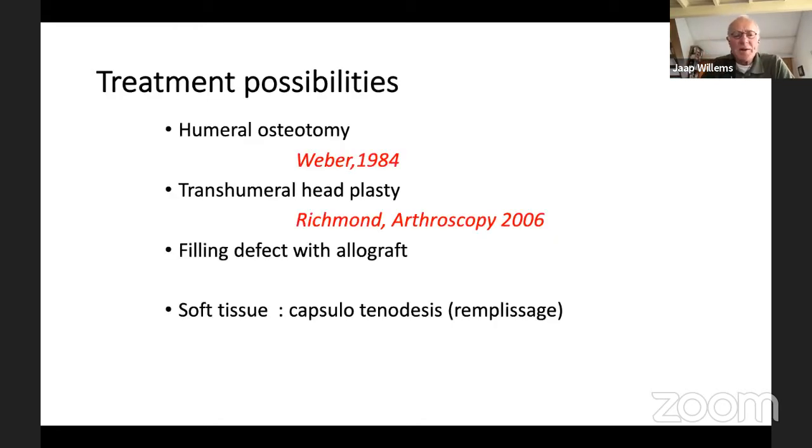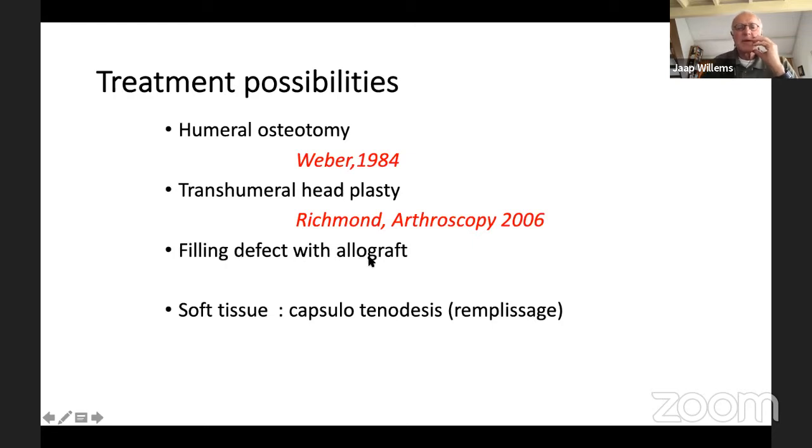These are basically the treatment possibilities of a Hill-Sachs lesion. It is a little bit outdated. It has been popularized by Weber from Switzerland. I think it is a more or less obsolete method. It is a non-anatomical solution for the problem of the bone defect in the humeral head. This is anecdotal: try, from anterior, to redress the bone. But I think it is not very scientifically investigated.